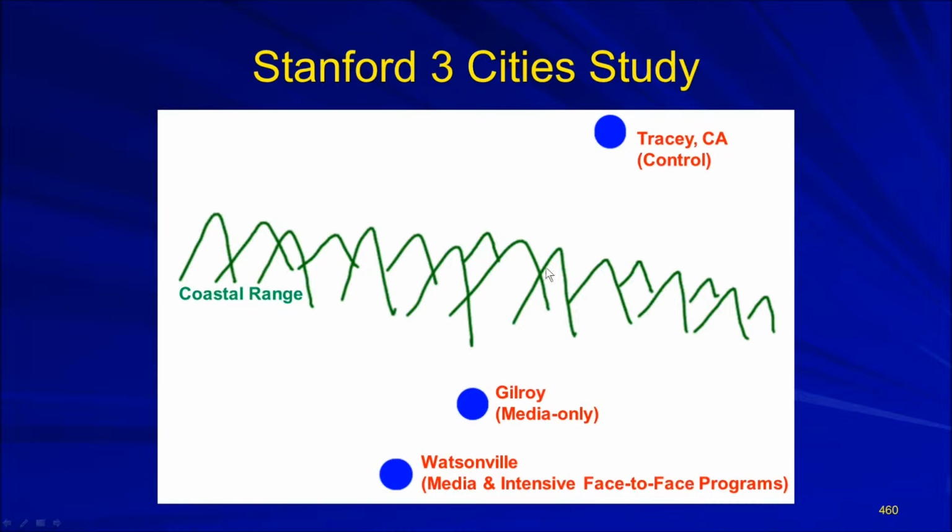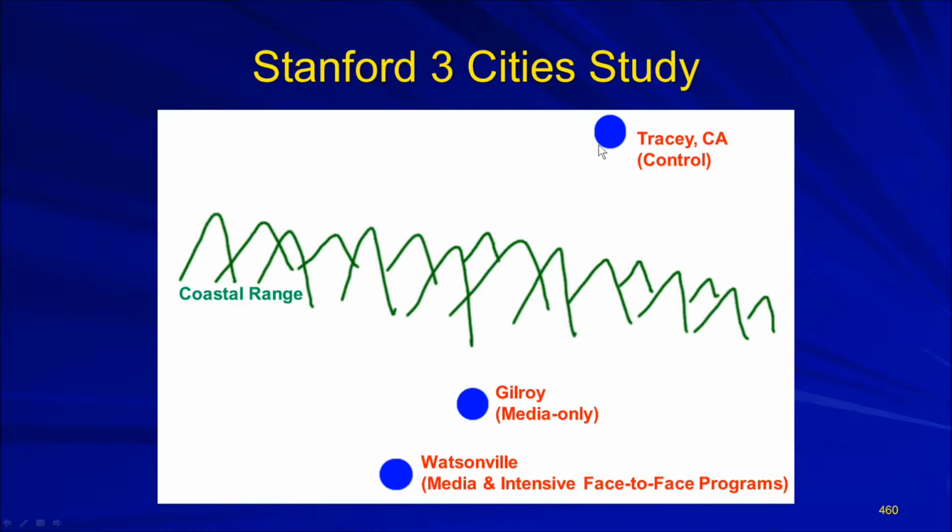Now, here's our diagram of it, and you can see that we use media. The reason Tracy was a control group is that the television towers for Gilroy and Watsonville were on top of these mountains and faced in one direction. They were unidirectional.